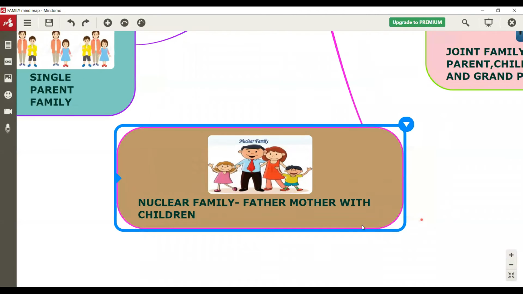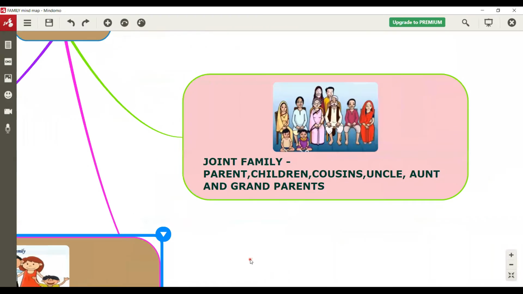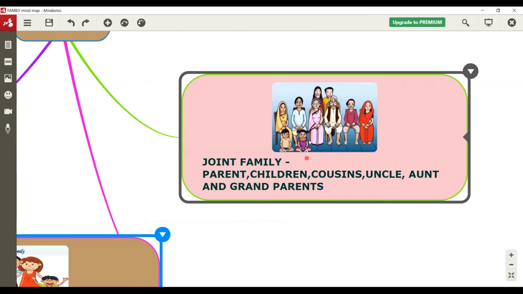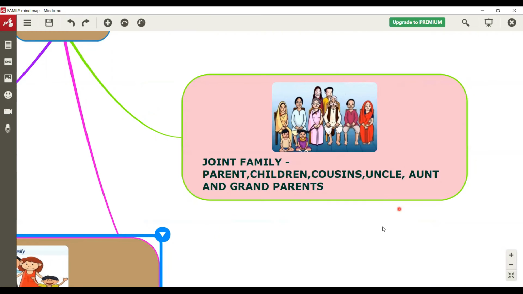Very good. And next we are going to see about a big family that is called a joint family. Here we have grandparents, parents, uncle, aunt and cousins, so this is a big family. This one is called a joint family. What is it being called?